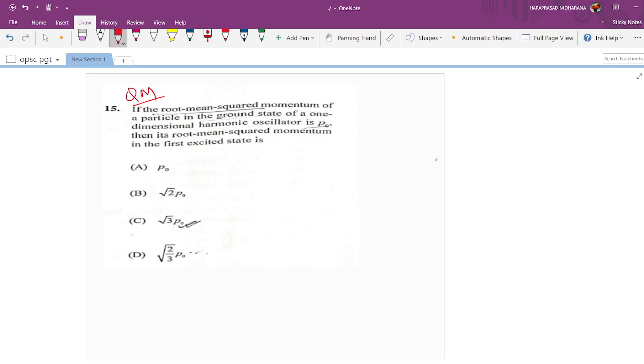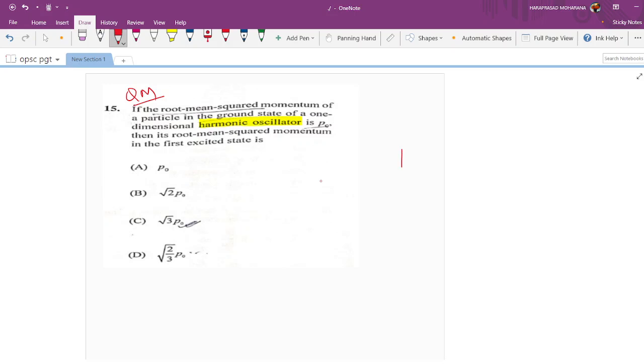We are given the root mean squared momentum of a particle in the ground state of a one-dimensional harmonic oscillator. First of all, you have to mark this phrase, harmonic oscillator. So the system is a harmonic oscillator, and it is asked for the root mean squared momentum value. So how to write the root mean squared? This is important.